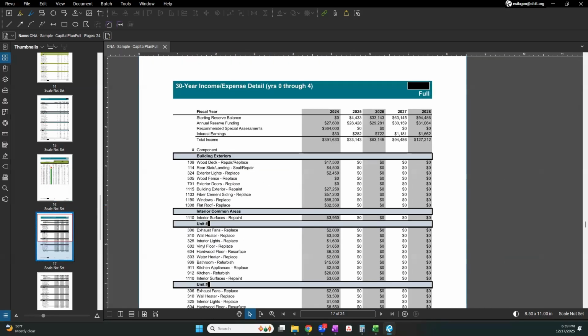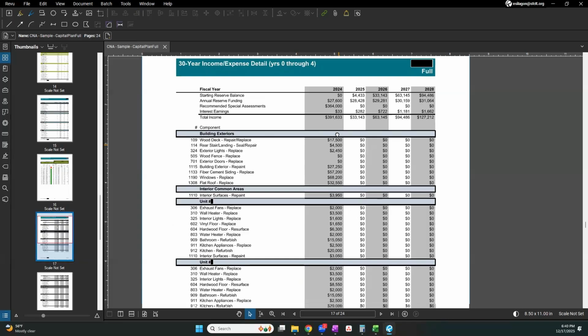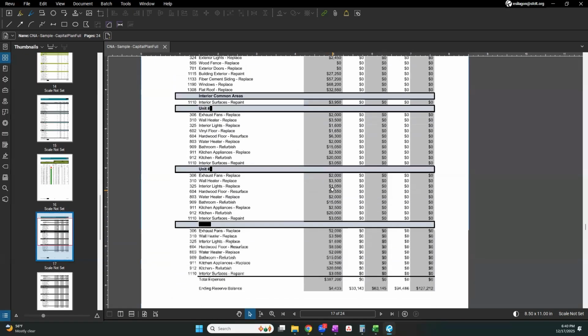The next section is the 30-year income and expense detail. I find this section to be the most useful, especially for asset management planning. So this is showing us our income, our total income for each year based on our reserve contributions and any one-time infusions and our interest earned. And then it's showing us what expenses should be planned for that year. So in year one, we're really replacing many of the components of this property.